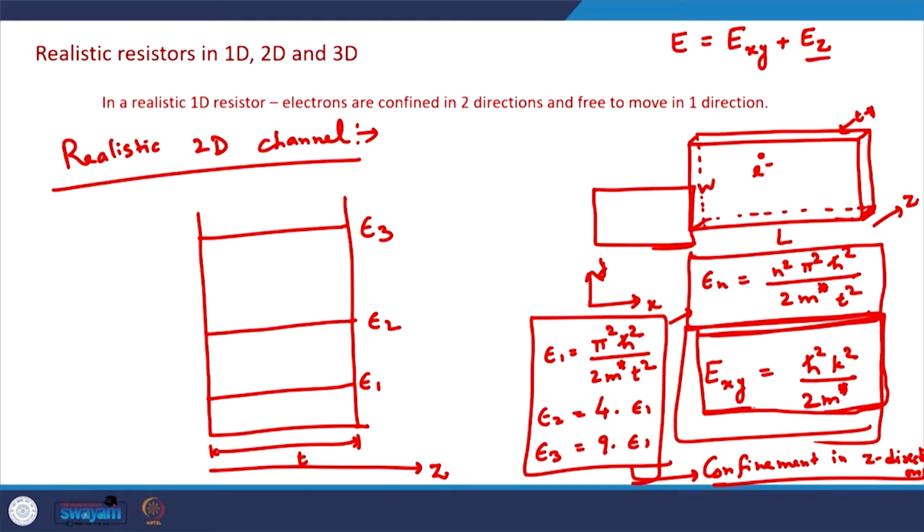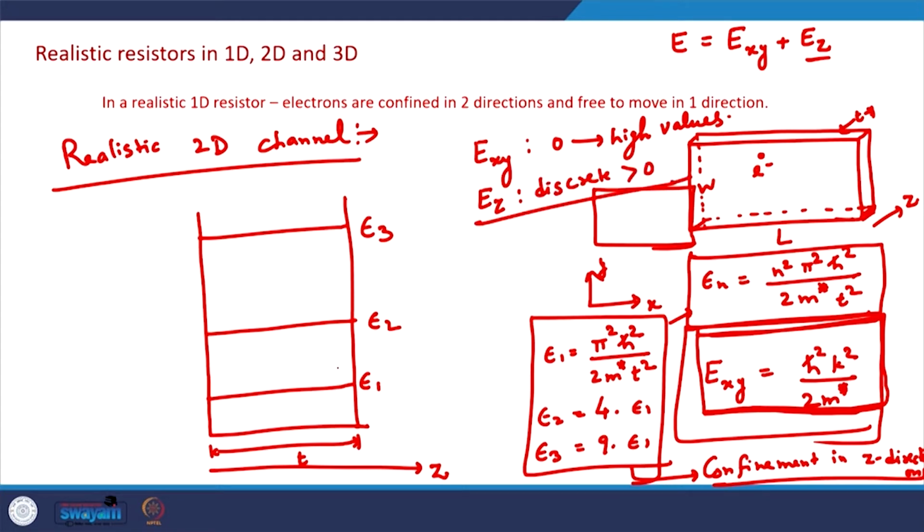Okay. So, now there is an interesting fact here. In the xy direction the energy can be as low as 0 actually. So, energy can go to very low levels. This EXY can typically be from 0 to any high values, but EZ, the energy in the confined direction, takes discrete values and is always greater than 0. It is never 0; even the lowest possible state has a non-zero energy which is given by this value.